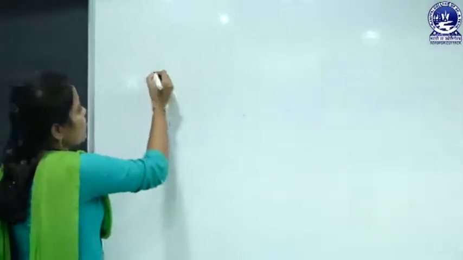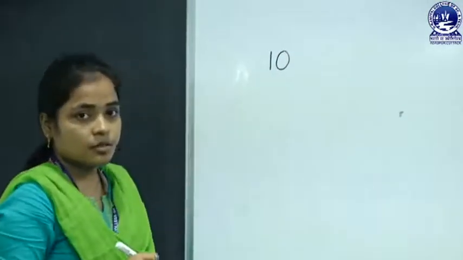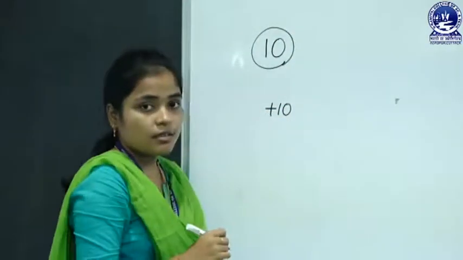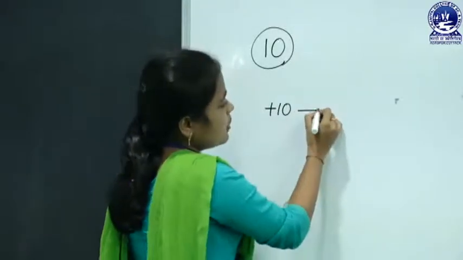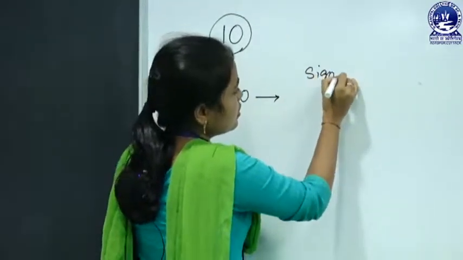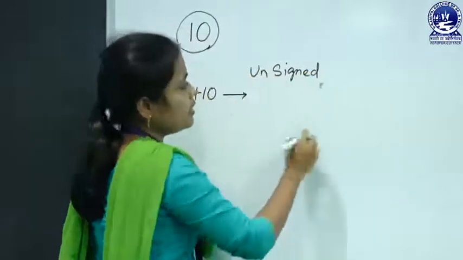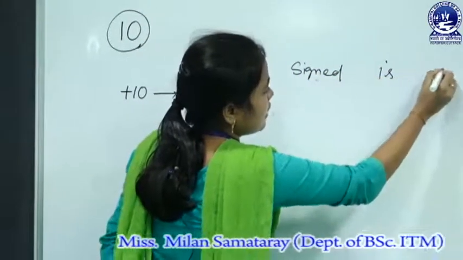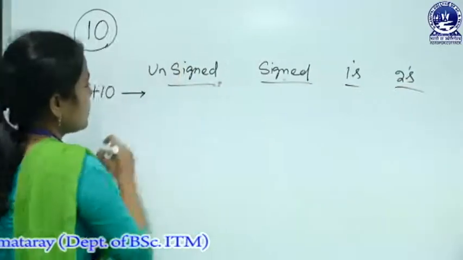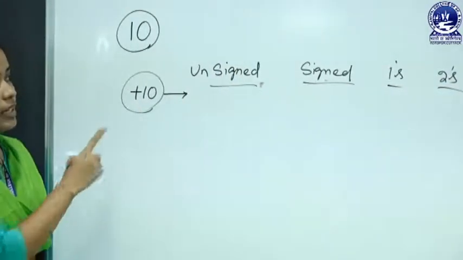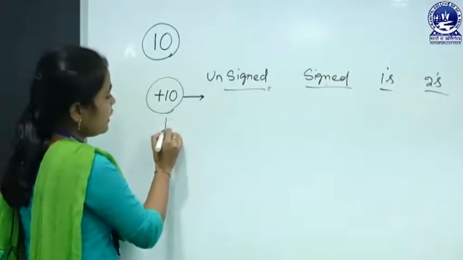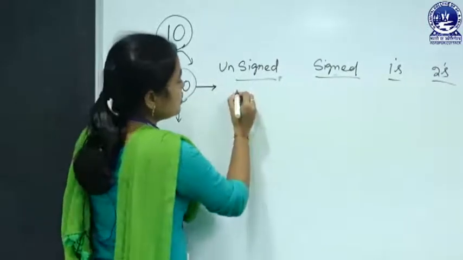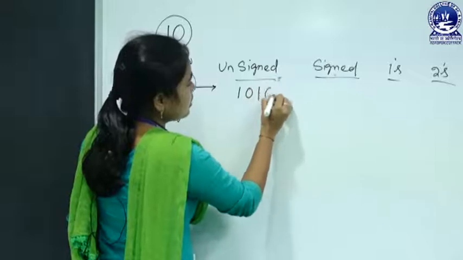Let us take a value as 10. If I write 10, that means it is plus 10. We have to represent it in unsigned, signed, ones complement and twos complement. So, we have to write the plus 10 value in all these forms. What will be the binary value for this 10? The binary value will be 1 0 1 0.